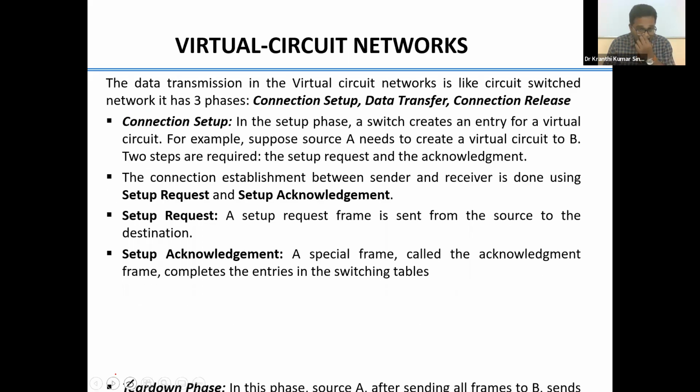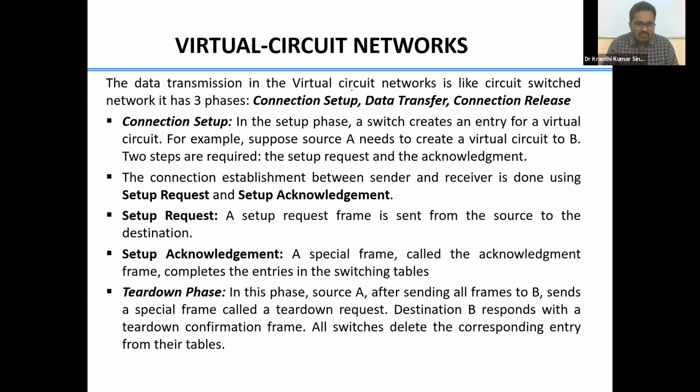The data transmission in the virtual circuit network is like a circuit switching network in 3 phases: connection setup, data transfer, connection release. All 3 are the same. Connection setup: in the setup phase, a switch creates an entry for the virtual circuit. That means here I am not creating or using any physical path, but when the source is connected to the switch, the switch creates a virtual circuit identifier of the source. That means by using this identifier, the switch can recognize it as most priority. Setup request: a setup request frame is sent from the source to the destination. Setup acknowledgement: a special frame called the acknowledgement frame completes the entries in the switching tables.